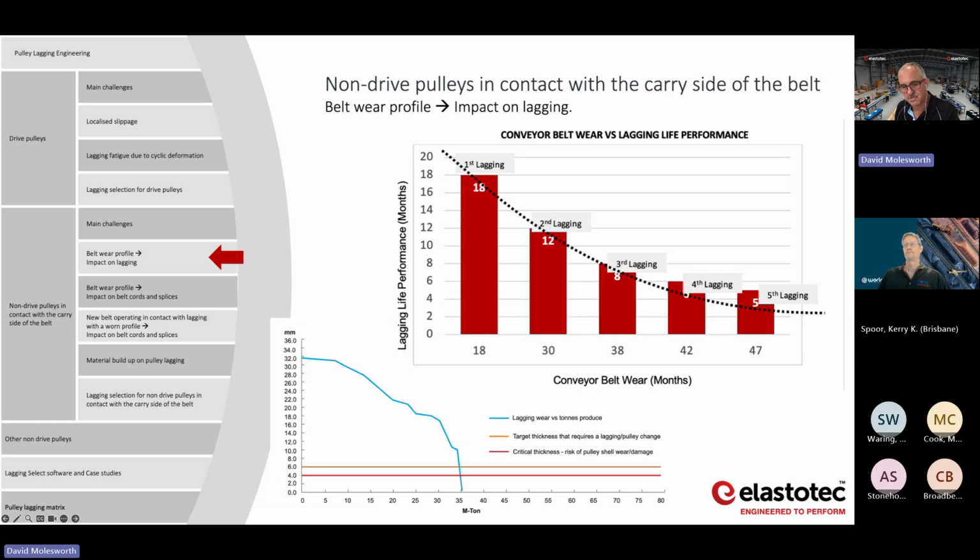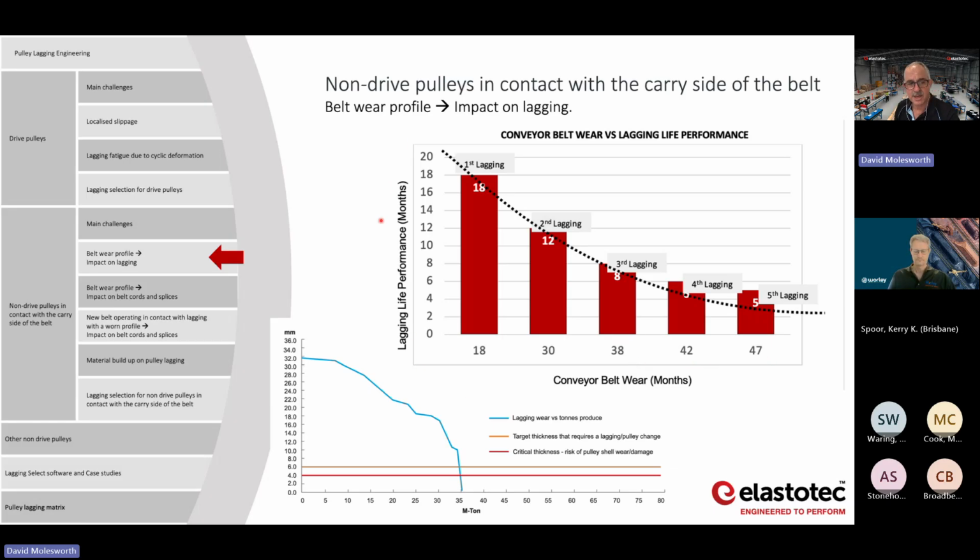So this is an interesting graph. This one at the top is the conveyor belt wear in months from new. So over here, where my laser pointer is, if you imagine this is 0, so the belt's brand new, and we're going across 18 months, 30 months, 38, 42, 47 months.